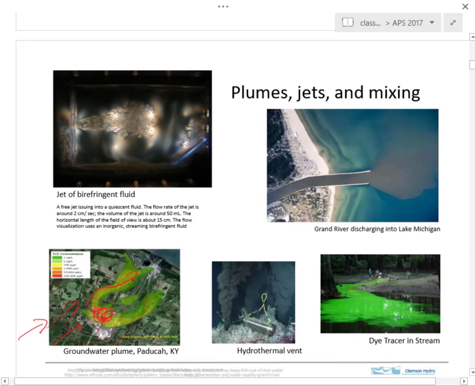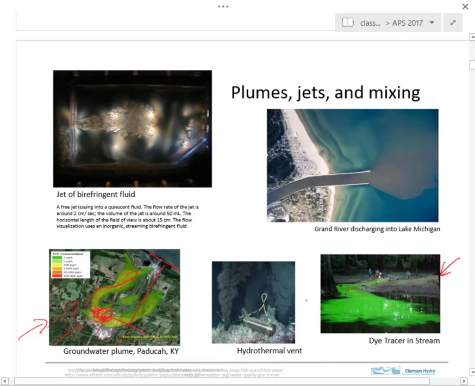The color is the location of this plume. This is actually fairly large. It's almost 3 miles from there to the river, so quite a large groundwater plume. And over here, this is something similar. This is a tracer, a fluorescent dye in a stream, so it's mass of dye that's introduced in the stream, and it moves along with the flow, but it's really intended to just trace out the flow of the water itself. So it's moving along with the water, but it's also spreading out and mixing.